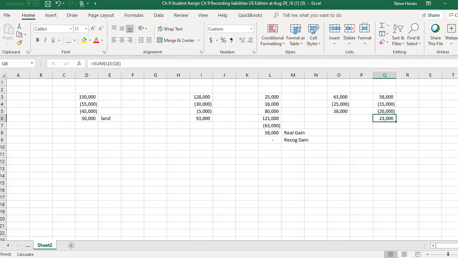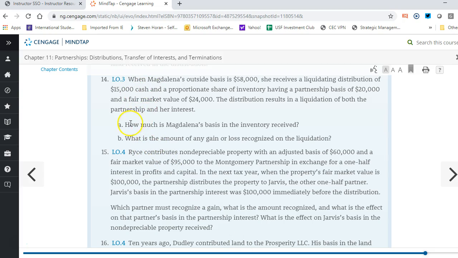So go back to the question. For Magdalena, how much is the basis in the inventory? Remember that was 20, and then her new basis in the partnership is 23. And in this example, that is a realized loss. Okay, so loss recognized, and we're liquidating everything, right? Her partnership is being liquidated. Her interest is liquidated. The partnership itself is liquidated, and so that's a loss.